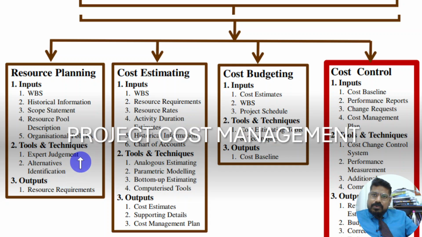Tools and techniques that you use are expert judgment, which comes through a lot of exposure and experience, and alternatives identification. Outputs are resource requirements. In cost estimating, the inputs are WBS, work breakdown structure again, resource requirements, resource rates, activity duration estimates, how long the activity will last, historical information, chart of accounts. Tools and techniques used are analogous. If you recall, we have discussed this. Analogous estimation means a similar kind of project which has been done in the past.